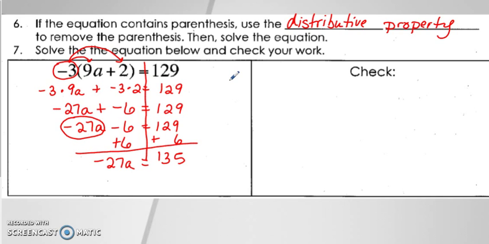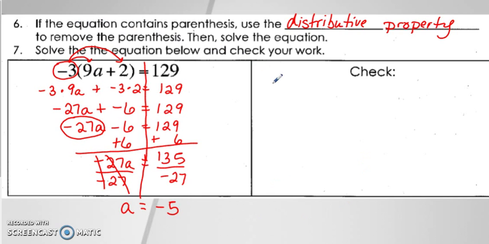Now I can break apart the multiplication. Opposite of multiplication is division, and I need to remember to cancel out the negative as well. I want the a to be completely alone. Cancel out the negative, cancel out the number. A will be equal to negative 5. We want to go and check our answer.